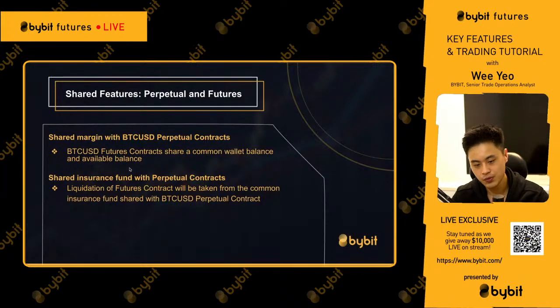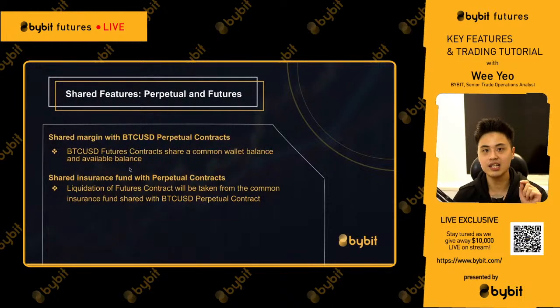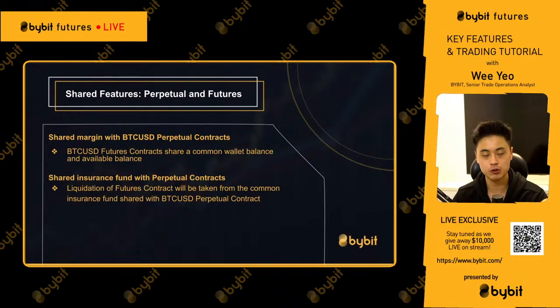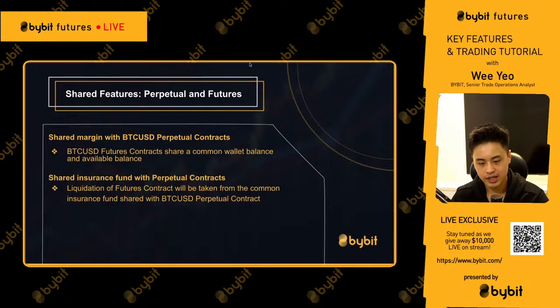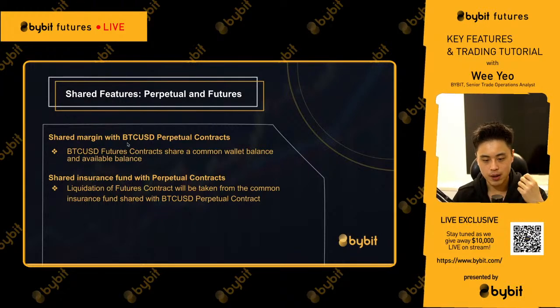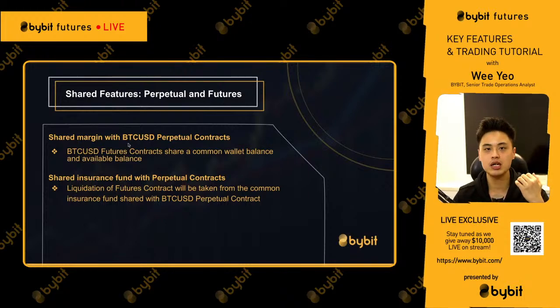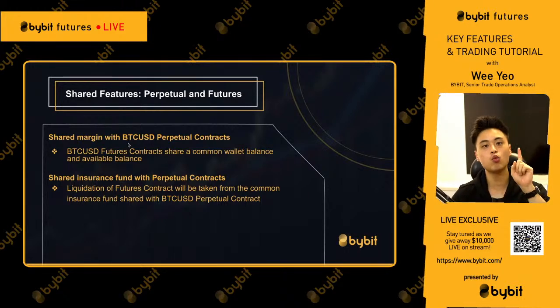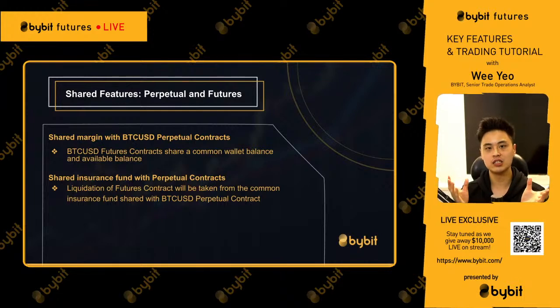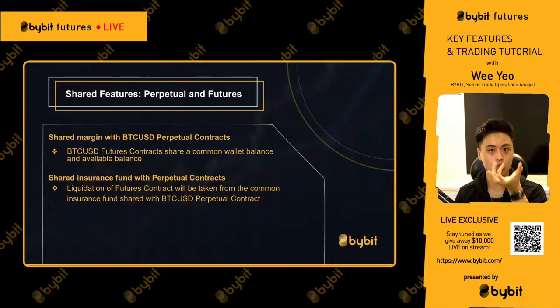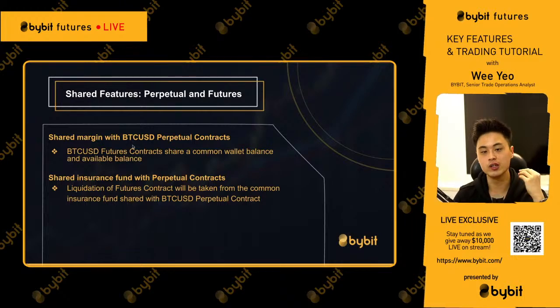Okay, let me continue. The next thing I'm going to talk about is the shared feature between perpetual and also the futures contract. It's a shared margin, which means that for our BTC USD perpetual inverse and also the futures, they are using one common wallet balance. We do not have it split into 2, but instead we only have 1.